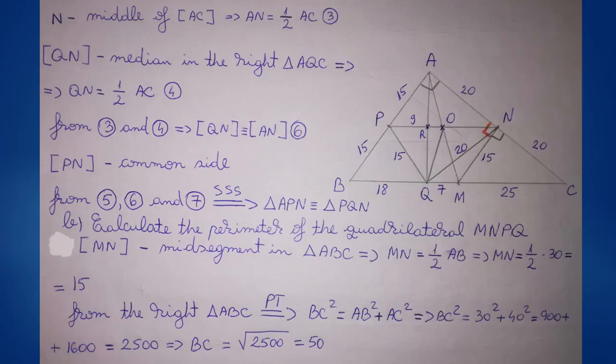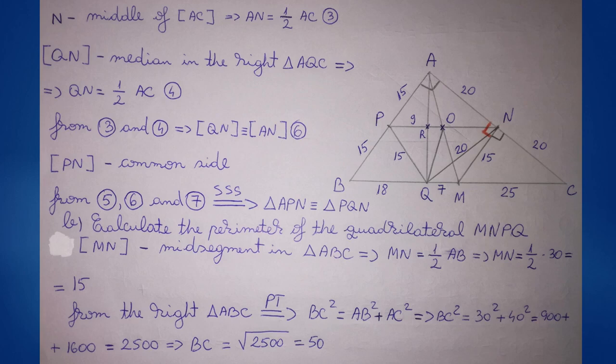N is the middle of segment AC, so AN is half of AC. We mark this statement as 3. Segment QN is the median in the right triangle AQC, so QN is half of AC. We mark this statement as 4. From statements 3 and 4, we have that segment QN is congruent to segment AN. We mark this statement as 6.